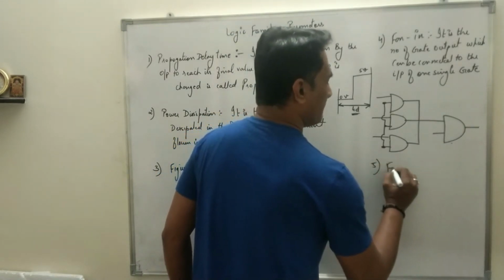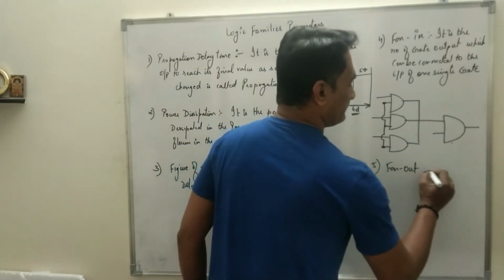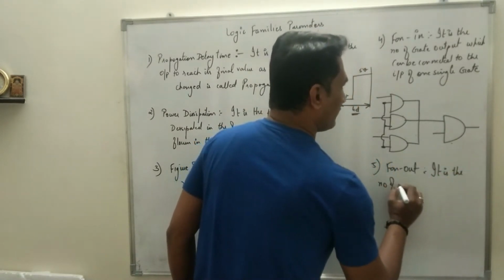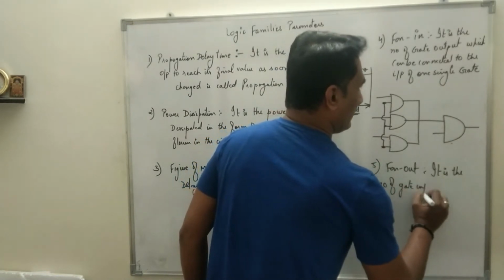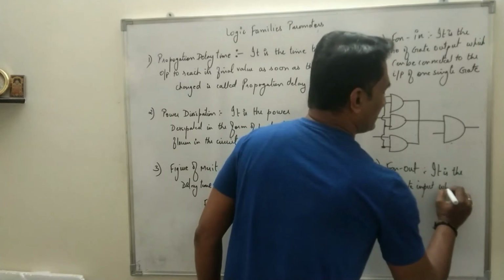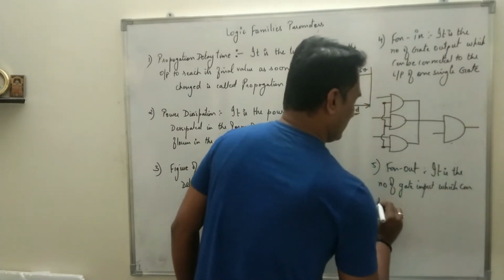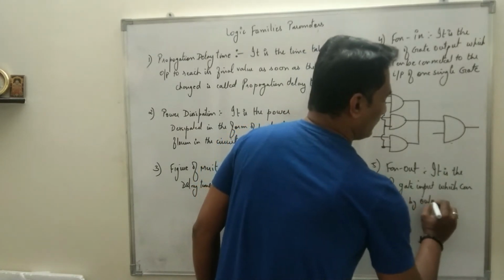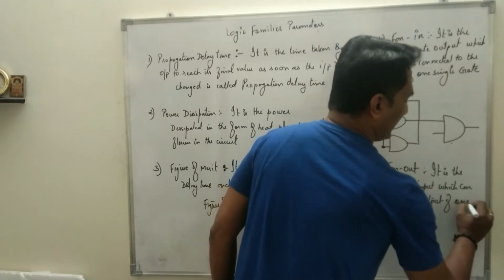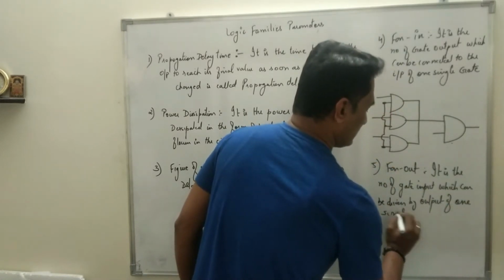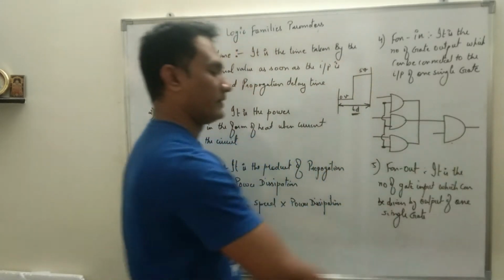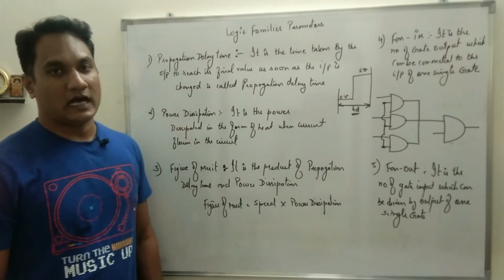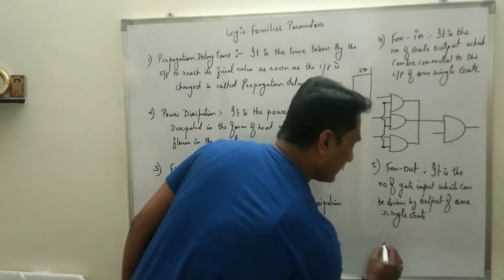Fifth one is fan out. It is the number of gate inputs which can be driven by the output of one single gate. Okay, so fan out is the number of gate inputs which can be driven by the output of one single gate. Let us try to understand by a simple diagram.